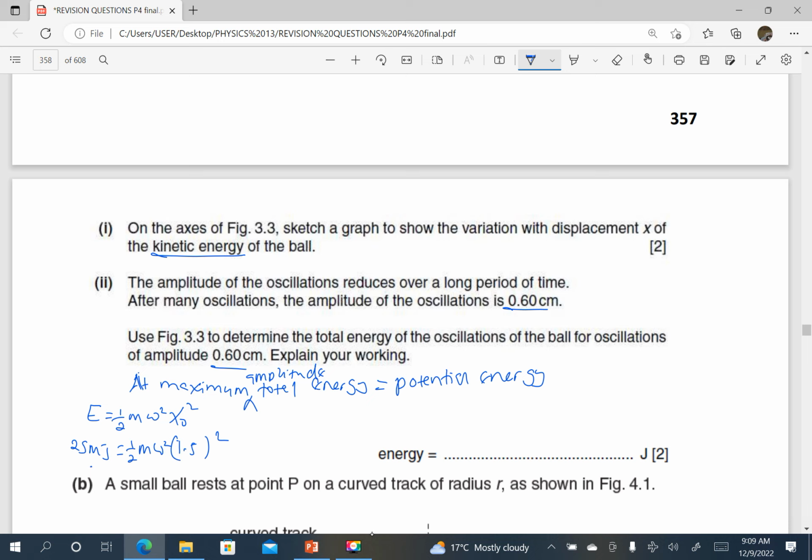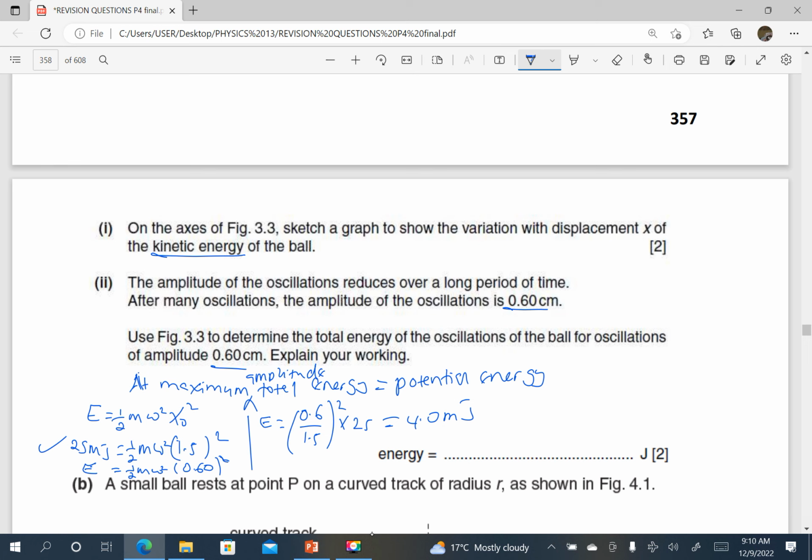So I'll just write E for energy will be equal to a half m omega squared, and this is going to be 0.60, and that is squared. So I'm going to combine the two equations. When I divide the two equations, energy is going to be equal to 0.6 over 1.5, squared, times 25 millijoules. So we have 0.6 divided by 1.5 squared, times 25, and this is giving me 4.0 millijoules.